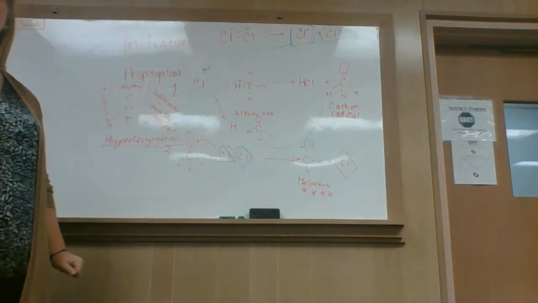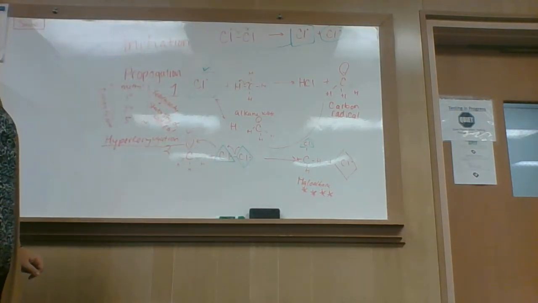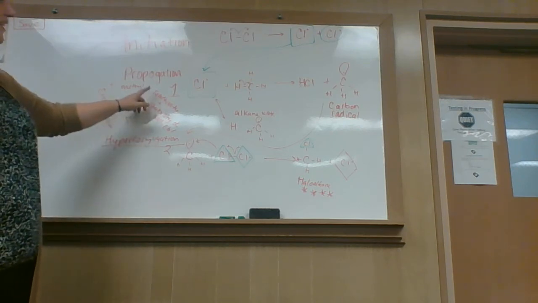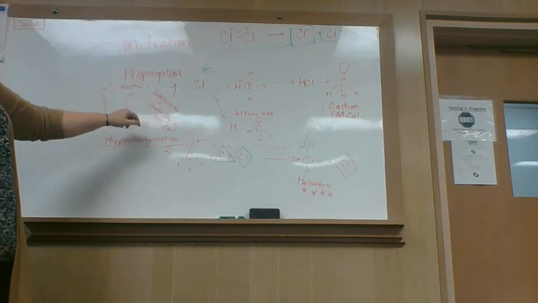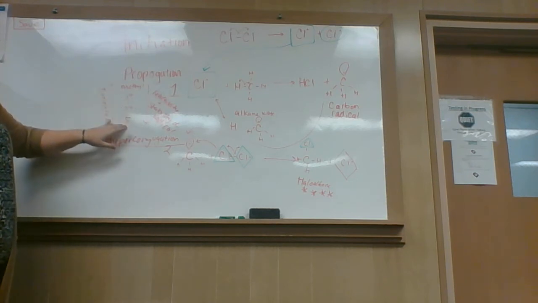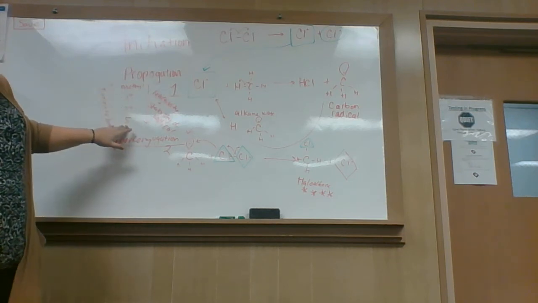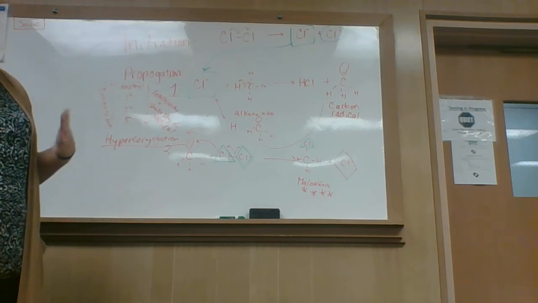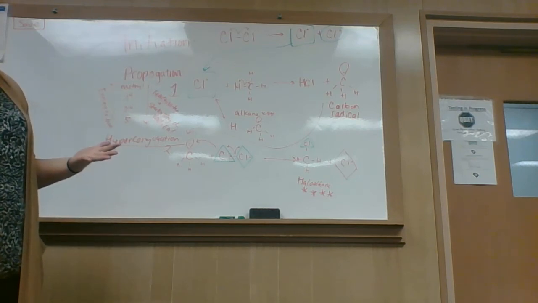So hyperconjugation is important. Why? It has to do with the stability here. I said that as we increase classification, we become more stable. That's because of hyperconjugation. If we didn't have hyperconjugation, we wouldn't have any stability in these carbon radicals.